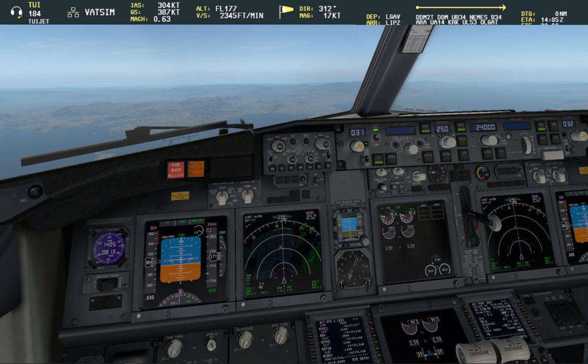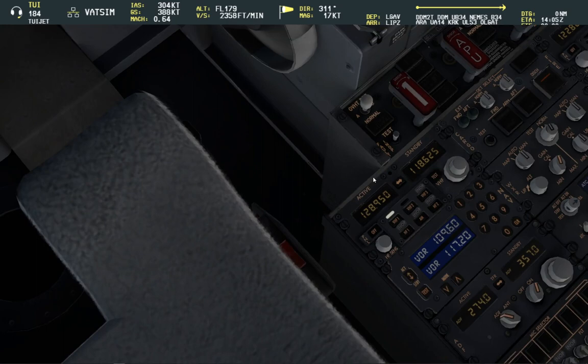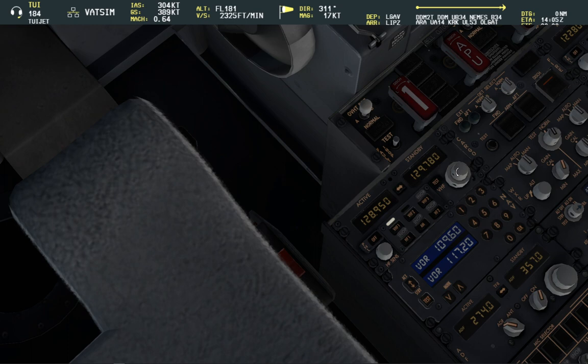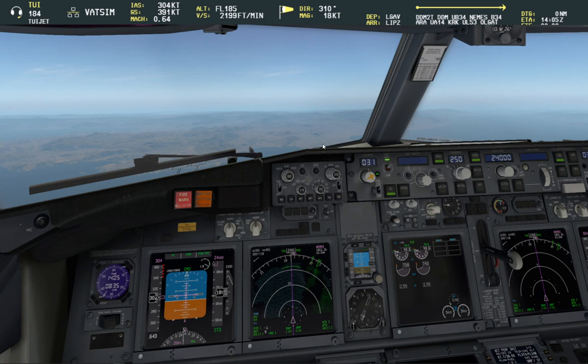Contact Athens Center on frequency 129.80. Bye bye, have a nice flight. 129.8, TUI Jet 184, Yassas. Athens, hello, it's TUI Jet 184, climbing level 240 to Nemes. Hello, TUI Jet 184, climb flight level 340 and proceed direct Kekira. Direct Kekira and level 340, TUI Jet 184.